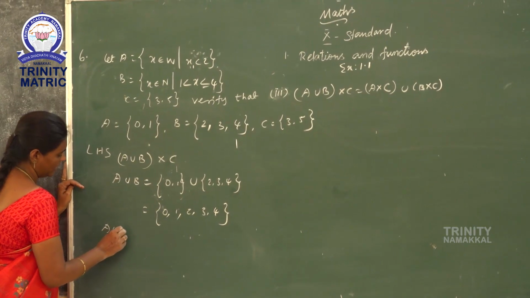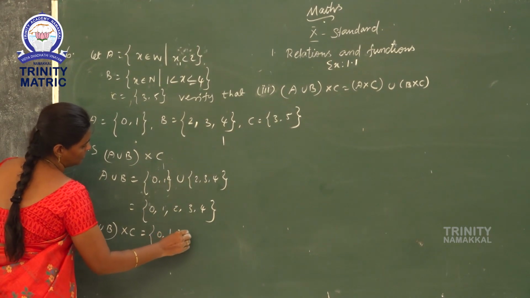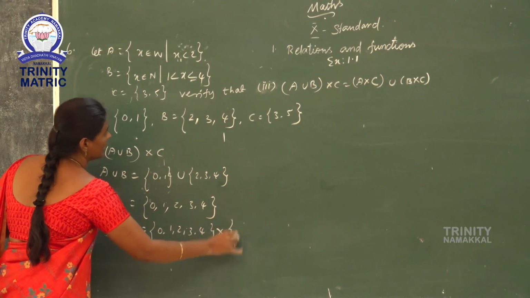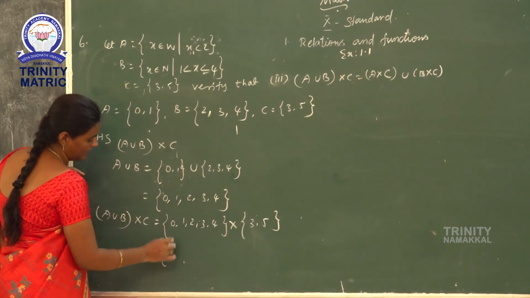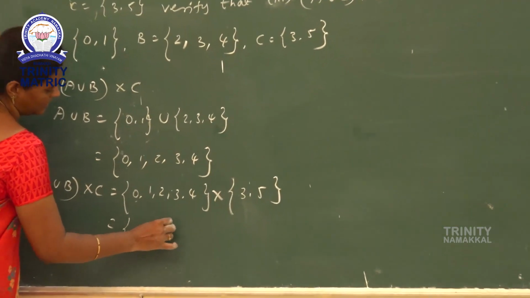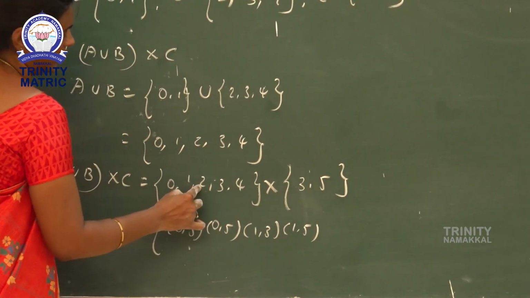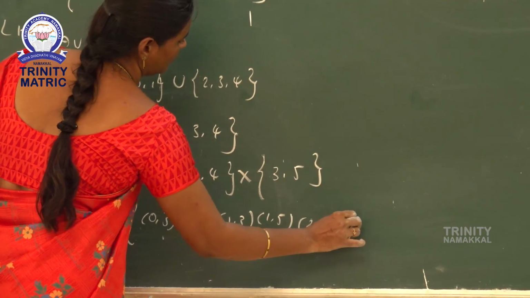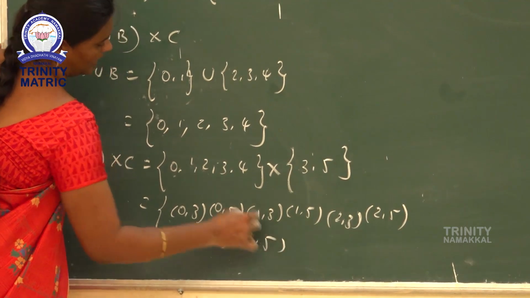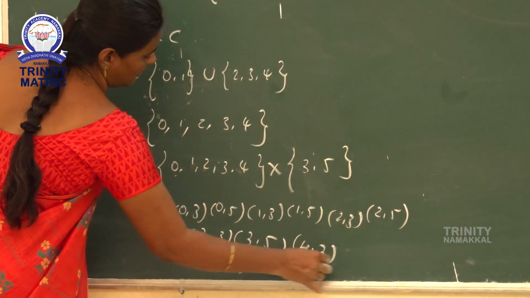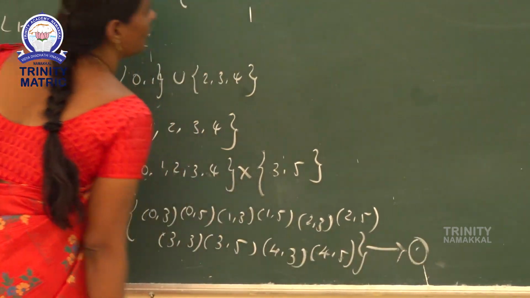Now A union B cross C. What is A union B? 0, 1, 2, 3, 4, cross the set C, which is 3, 5. Now we write in ordered pairs. How to write? (0,3), then (0,5). Then (1,3) and (1,5). Then we take 2: (2,3), then (2,5). Then (3,3), (3,5). Then we take (4,3) and (4,5). This is equation number 1.